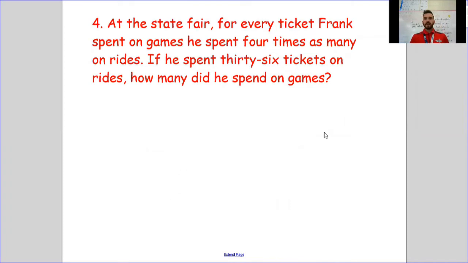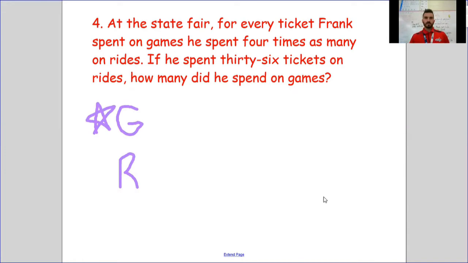It says, at the state fair, for every ticket Frank spent on games, he spent 4 times as many on rides. If he spent 36 tickets on rides, how many did he spend on games? Again, we see times as many. So we know we got a box method here. We know we are comparing the number of tickets that he spent on games and rides. So we got games, we got rides. The question wants to know how many did he spend on games. So I'm going to put my star next to the G there.